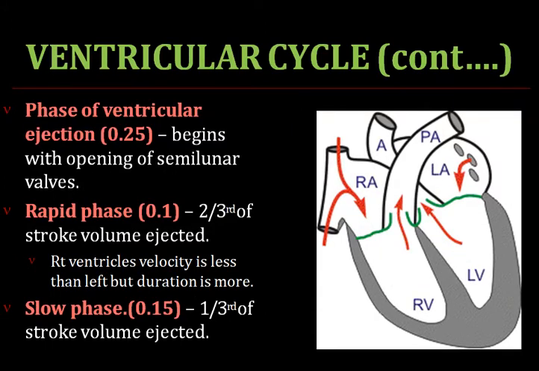The phase of ventricular ejection is 0.25 second, which begins with the opening of the semilunar valves. The rapid phase is 0.1 second, in which 2/3 of the stroke volume is ejected. The right ventricular velocity is less than the left, but the duration is more. In the slow phase, which is 0.15 second, 1/3 of the stroke volume is ejected.